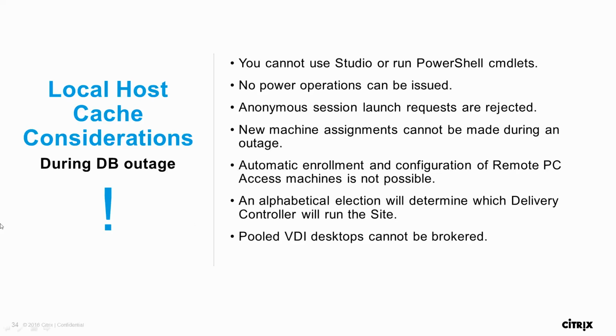Alphabetical election will determine which delivery controller takes charge of the site. I told you already, which delivery controller manages the site? The primary delivery controller. The primary delivery controller's local host cache will lead the site. In case the primary delivery controller is down, who will manage the site next? In order, the second delivery controller.